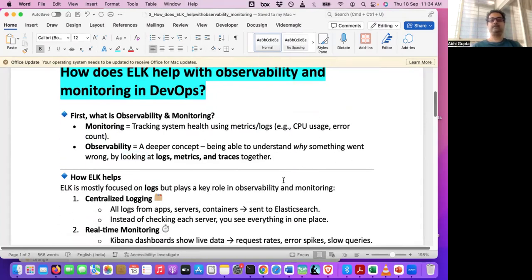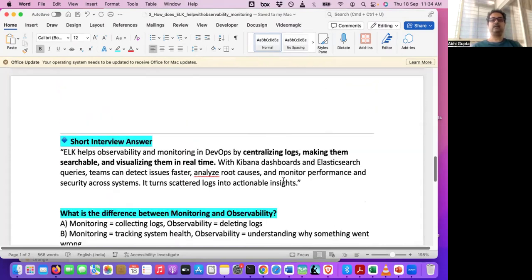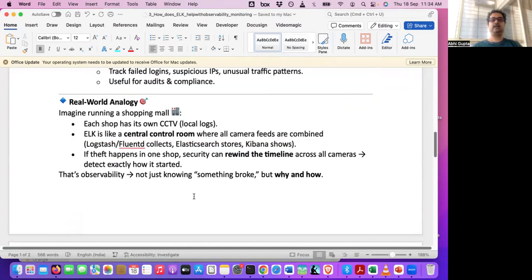So, if we take a real-world analogy, there is a CCTV in a shopping mall and theft happened. You came to know from CCTV, and that's the monitoring. Or a thief is entering the building and you are able to detect it, and the security guard is able to take action immediately. So that's the monitoring part of it. But observability is how that thief came into the building.